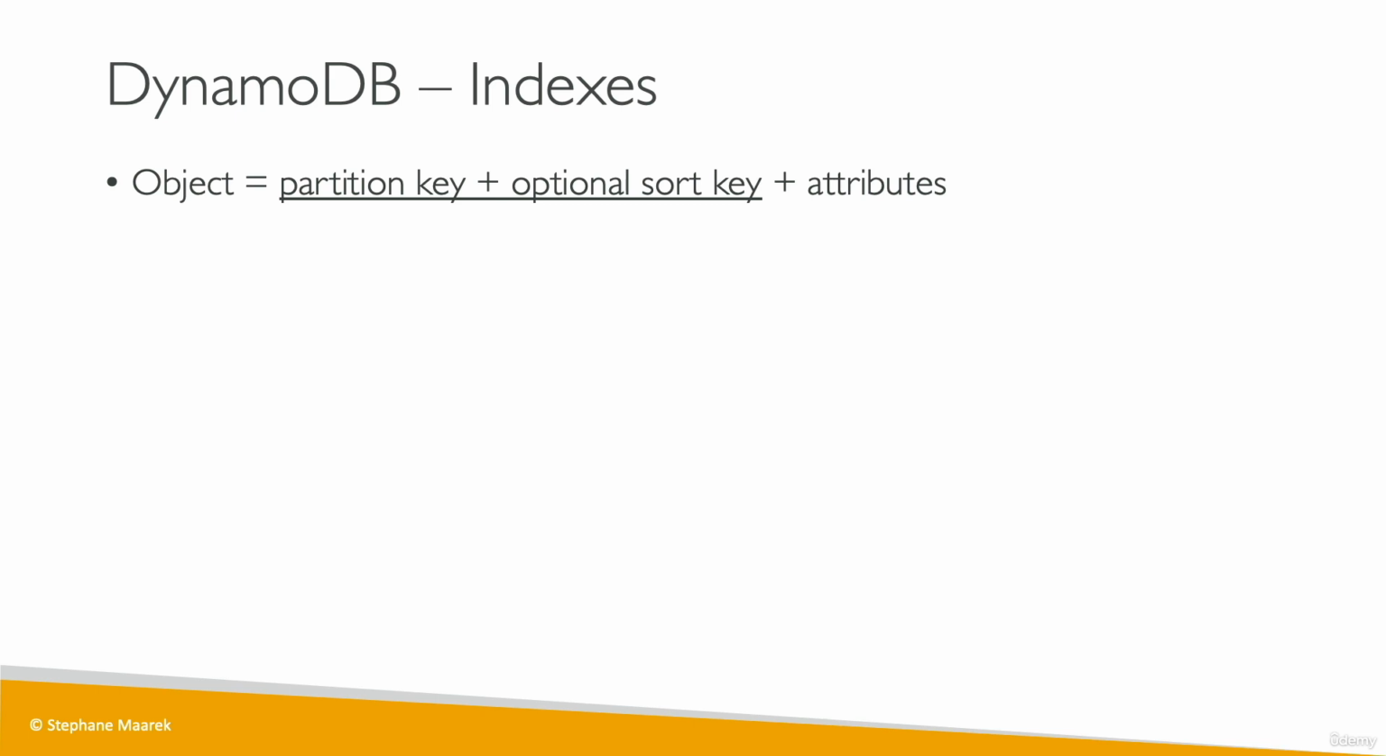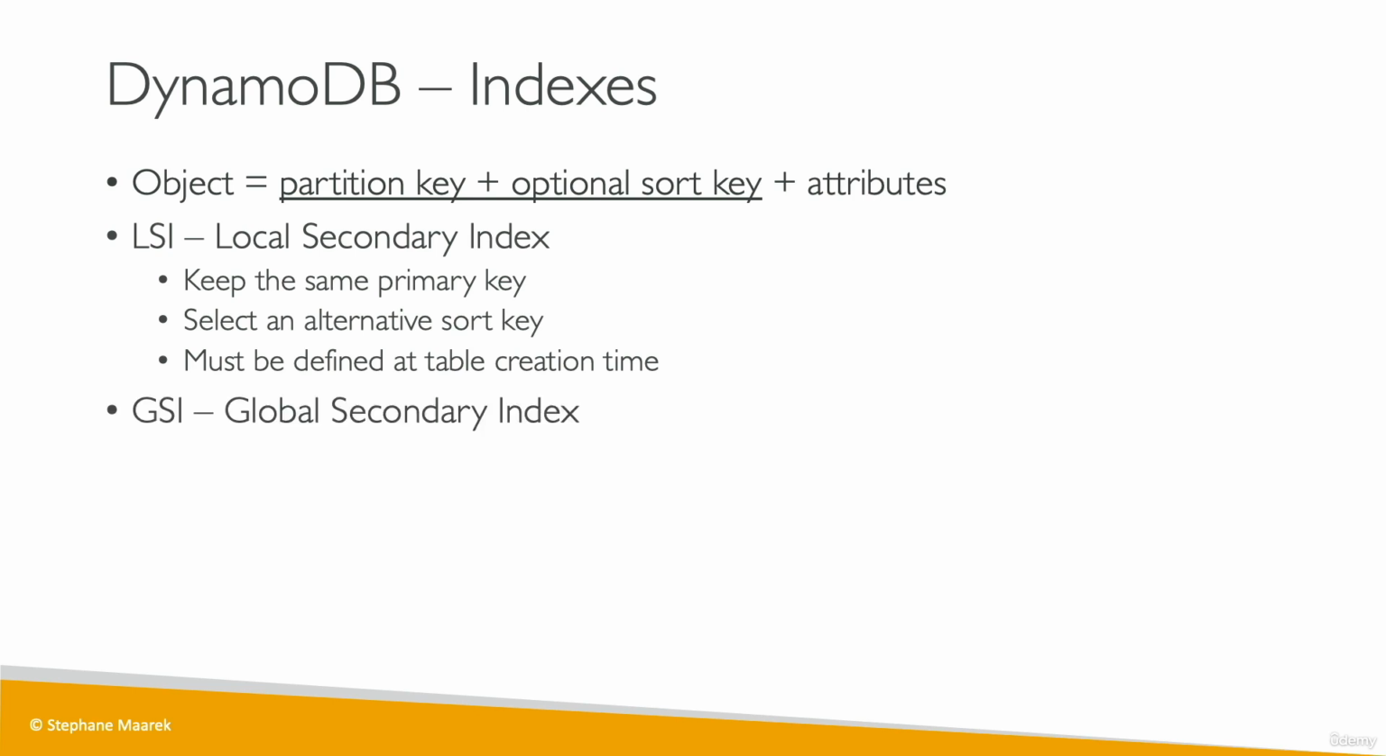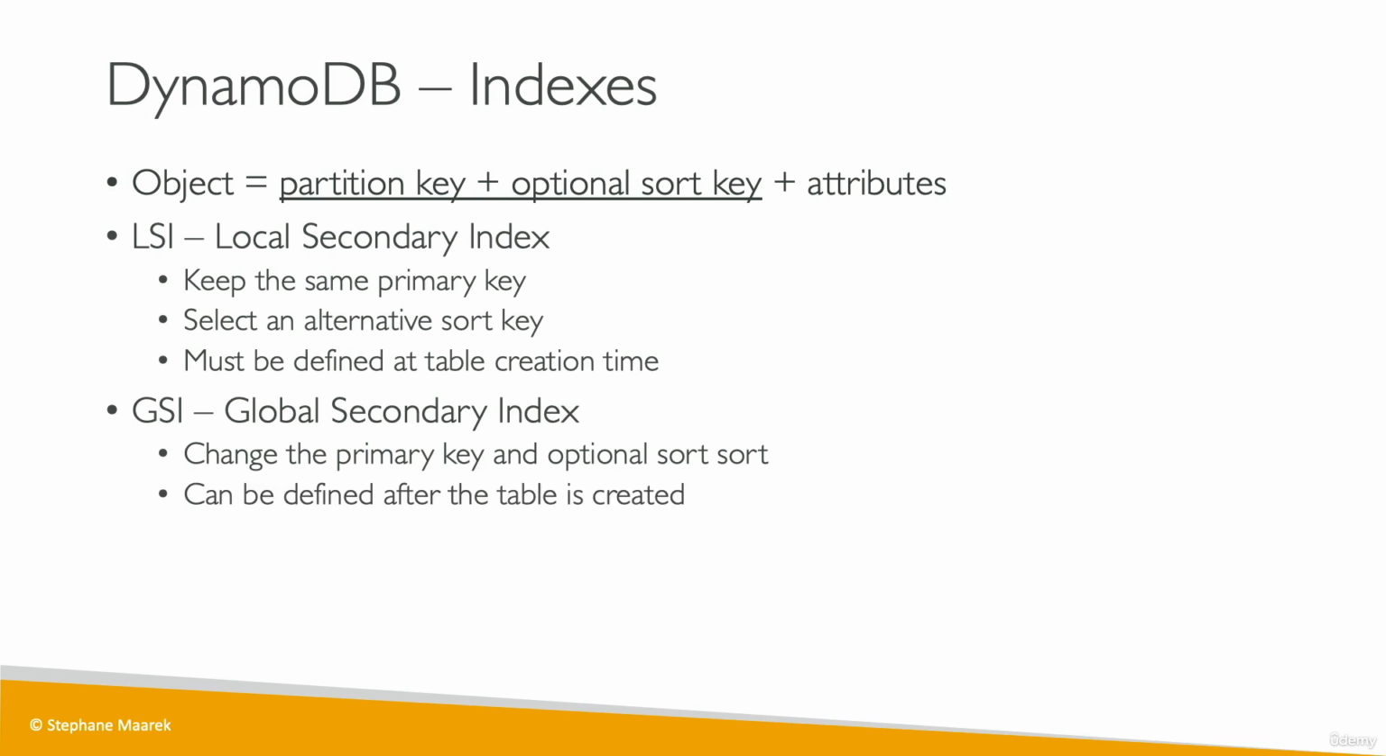So the first one is an LSI, or local secondary index. In this case, you need to make sure the primary key is kept, and you will just select an alternative sort key. And this LSI must be defined at table creation time. It cannot be defined afterwards. The other index you have is in case you want to change the primary key, then it's called a GSI, for global secondary index. In this case, you can change the primary key, and you can also optionally have a sort key, and it can be defined after the table is created.